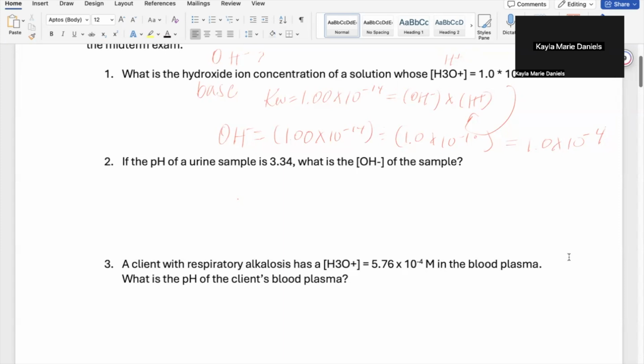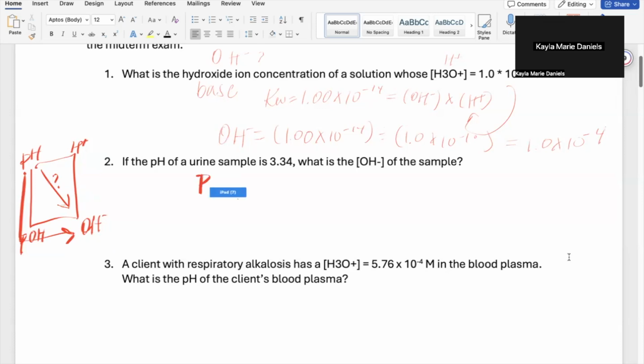So if the pH of a urine sample is 3.34, what is the OH of the sample? So here's where we're going to need the acid base square. So we have pH, we know how to get to the concentration of H plus or pOH, and we know how to get from pOH or H plus to OH minus, but we do not know directly how to get there. So it's going to be a two-stepper. I prefer to go this direction.